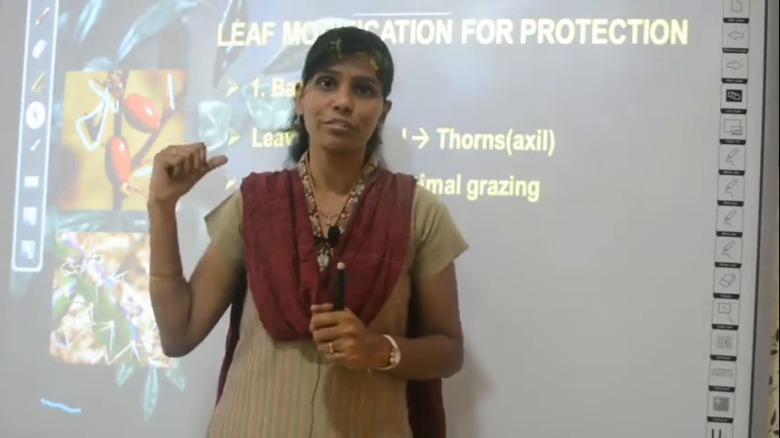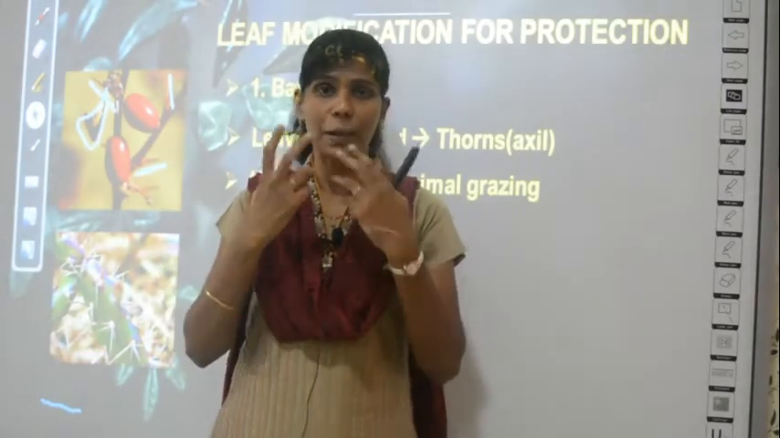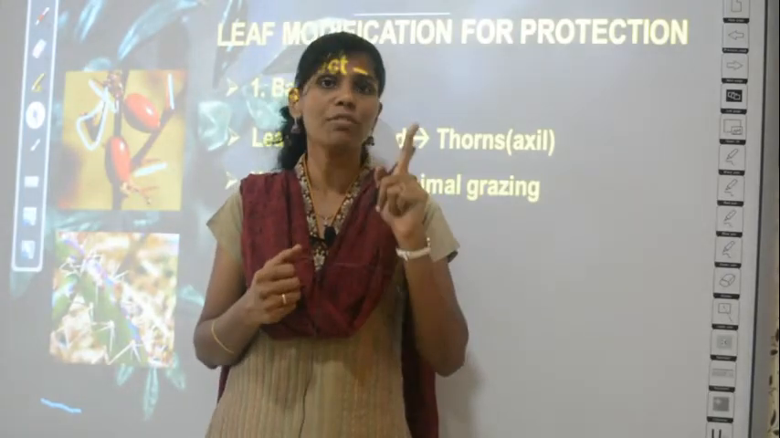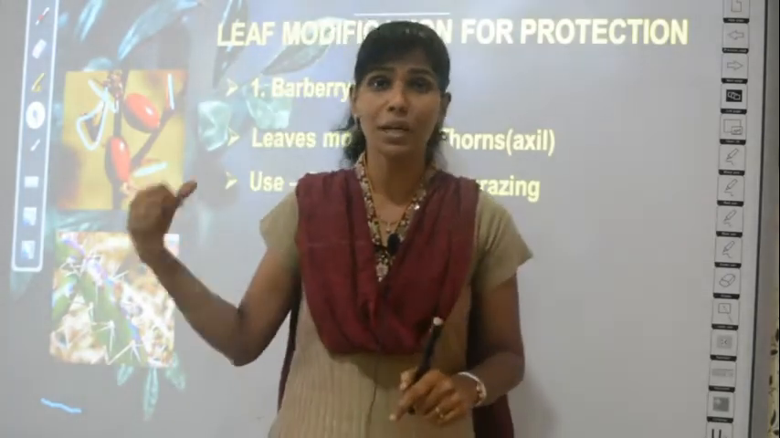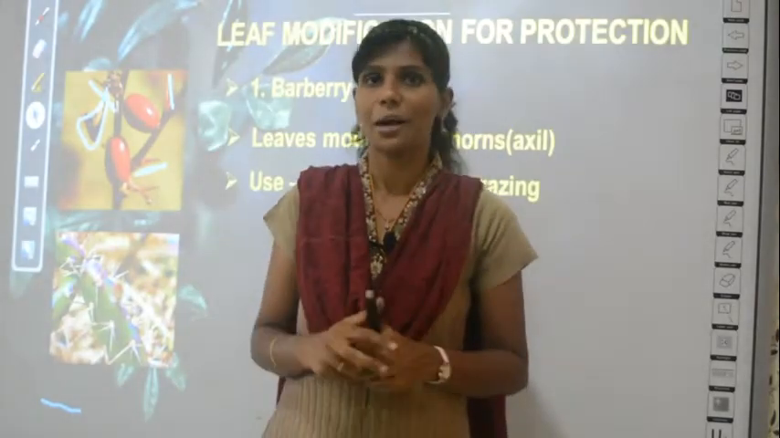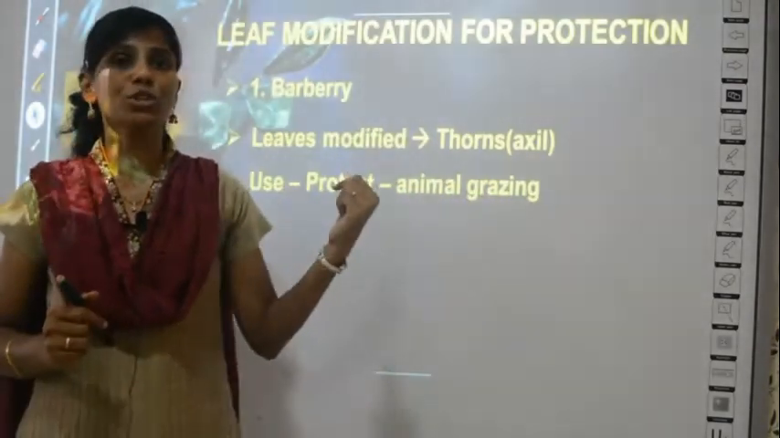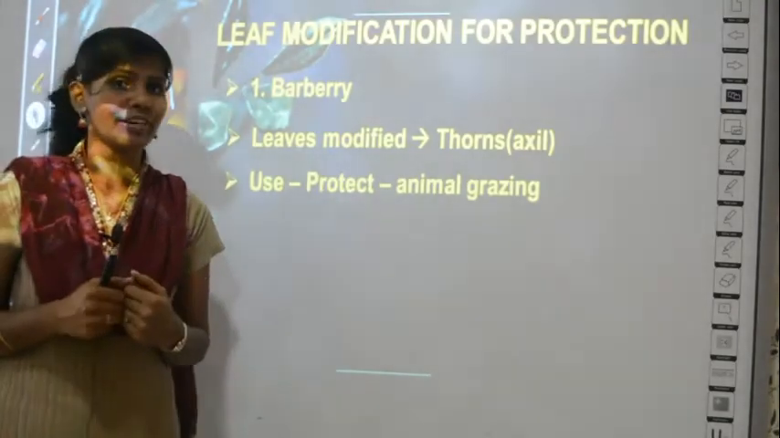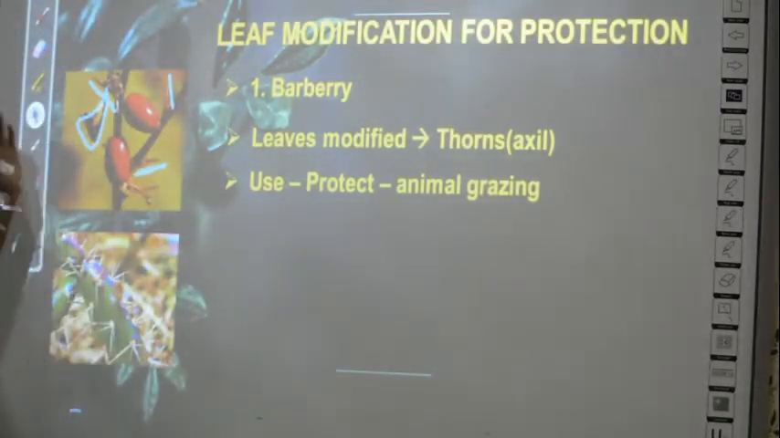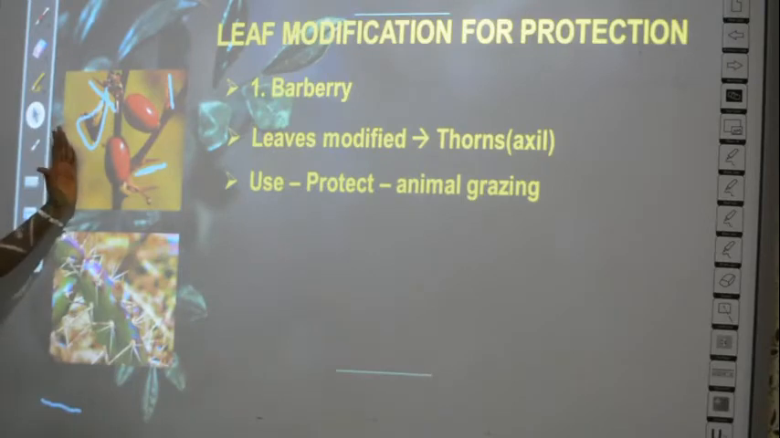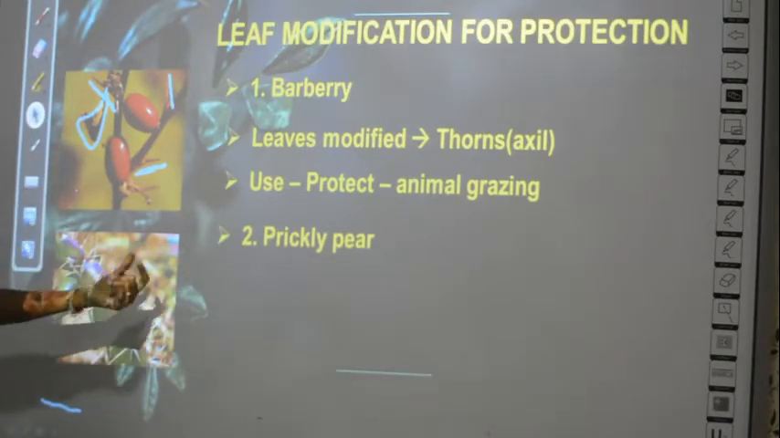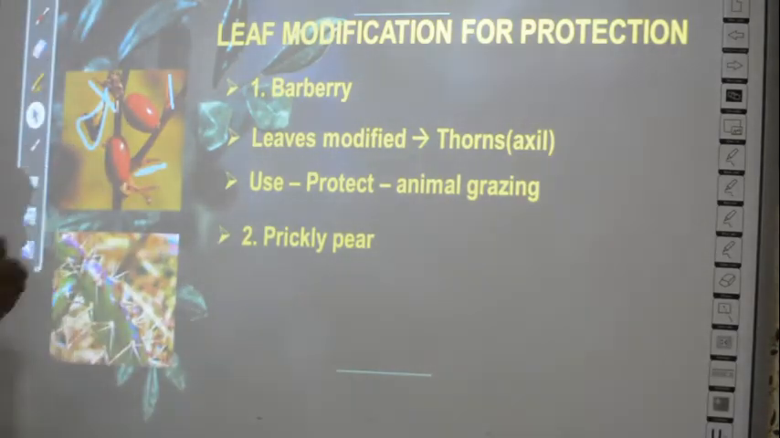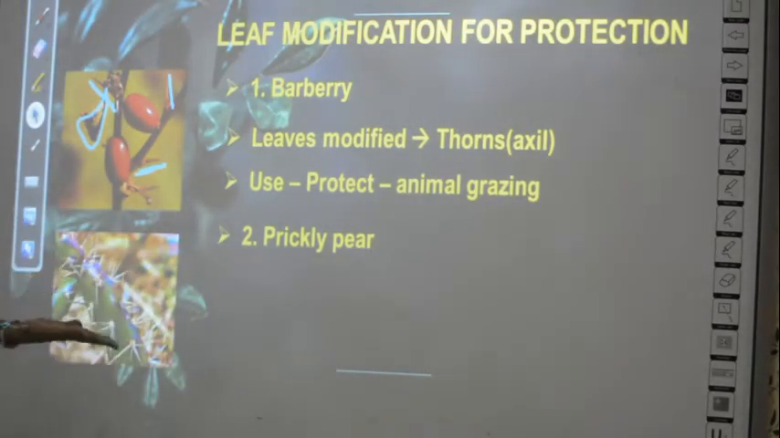So this modification is helpful for the plant because it can protect itself from grazing. The thorn will prick the animal, so the animal will never come near such plants. So this is the advantage of the plant barberry for having modified leaves. Okay, what is the next example given? It is prickly pear.